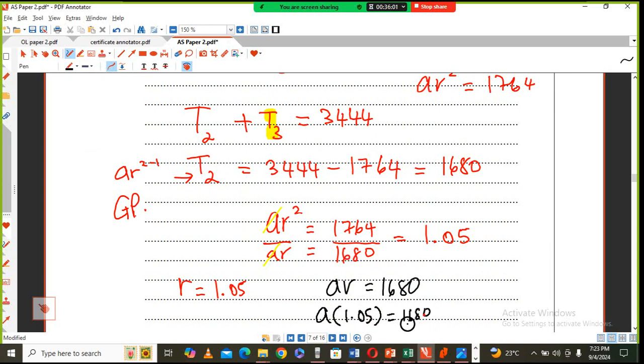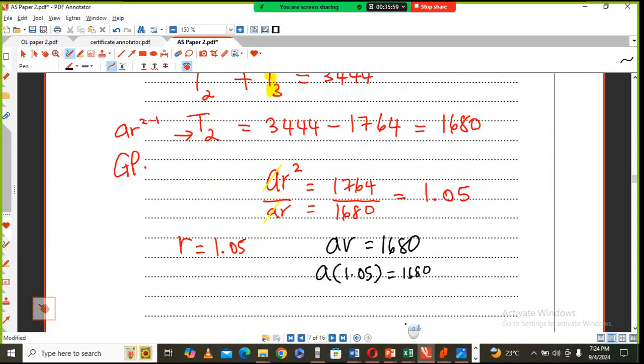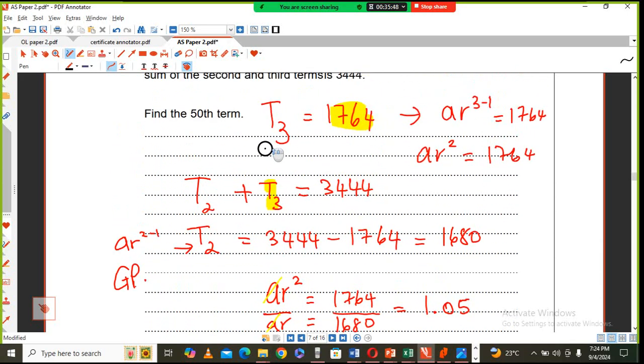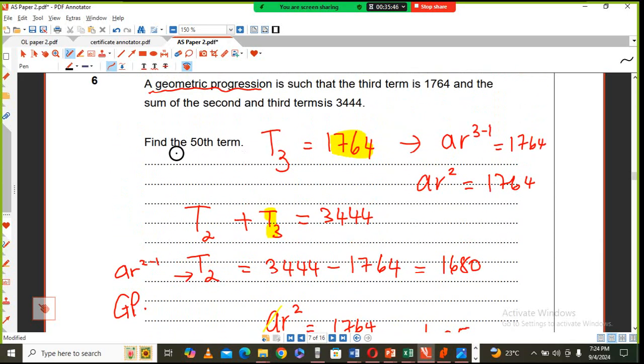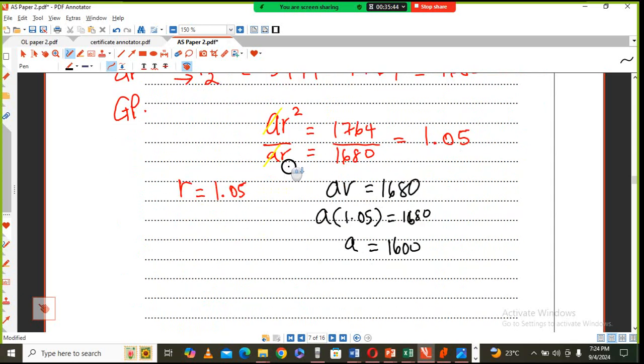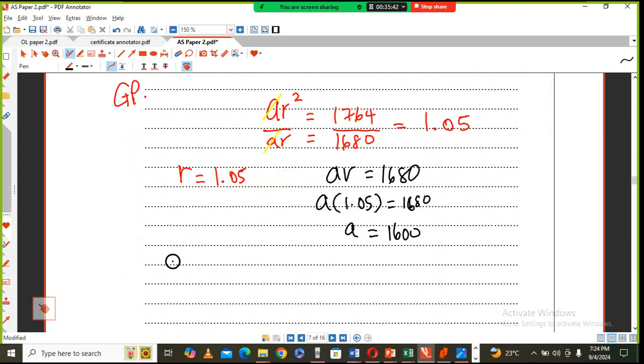Now tell me what is the value of A. It's 1,600. So A is 1,600. Now what does the question ask of us? Now we know what A is. We must find the 50th term.